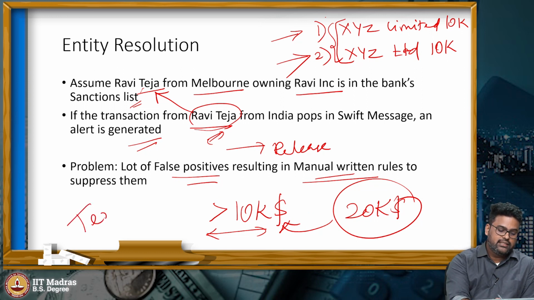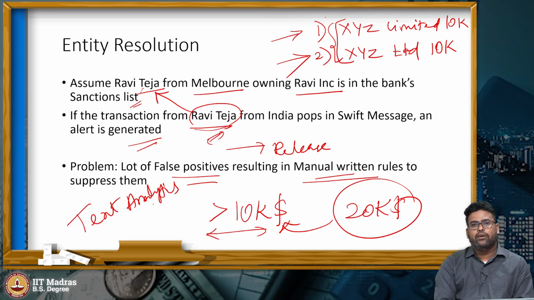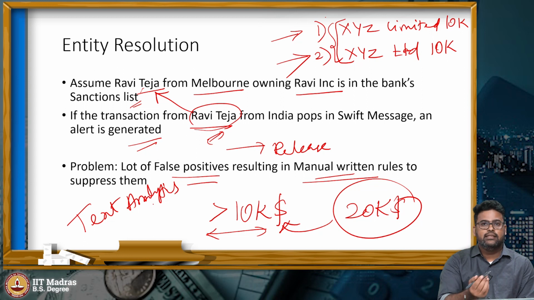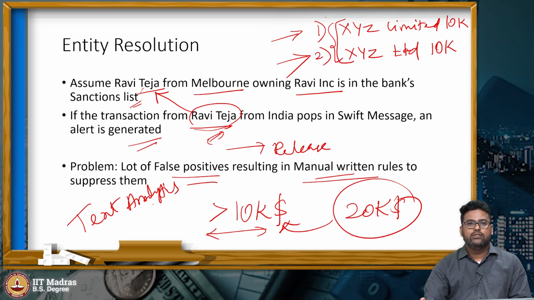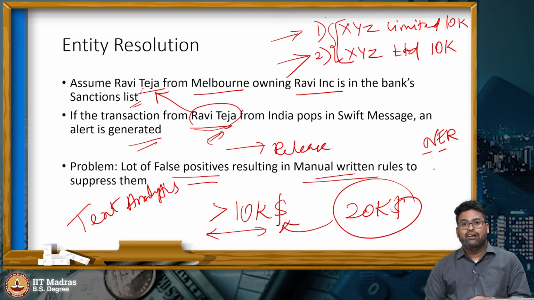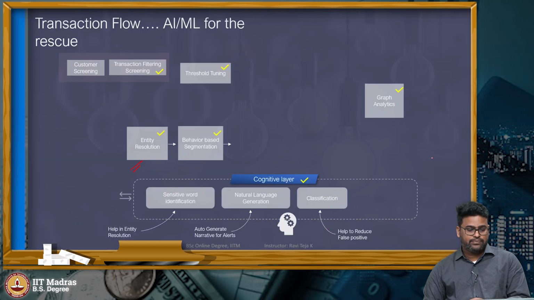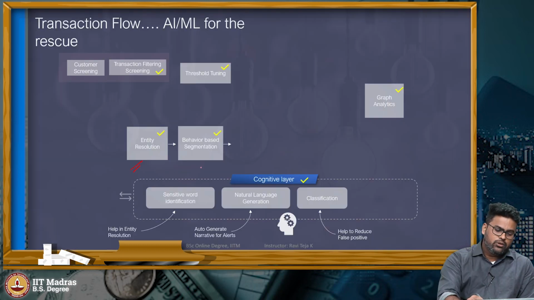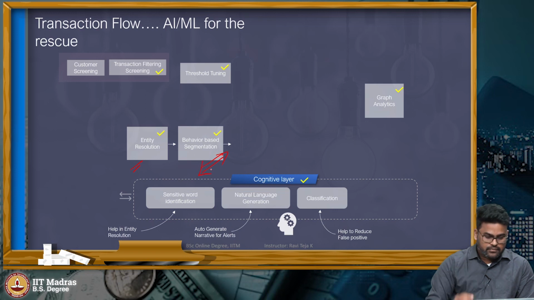Essentially, what we are using here is text analytics. There are multiple ways of identifying whether these particular entities are the same or not. We can have distance-based metrics, like Levenshtein distance or Manhattan distance between text, or we have something called NER with spaCy. Essentially, that's named entity recognition to identify whether they are the same entity or not. So these are the different text analytics used as part of entity resolution. And let's talk about behavioral based segmentation next.